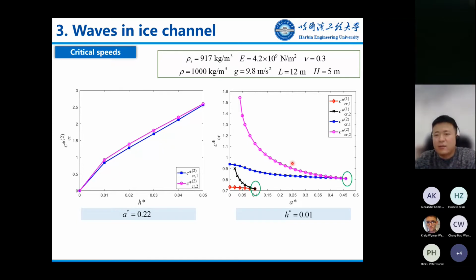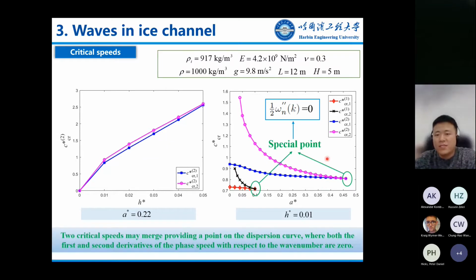One should note that when two critical speeds merge, they provide a point on the dispersion curve where both the first and the second derivatives of the phase speed with respect to the wave number are zero. This is a very special point.